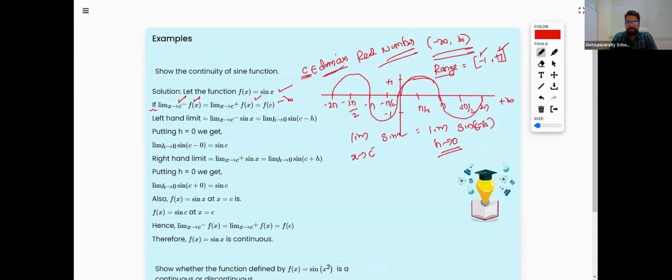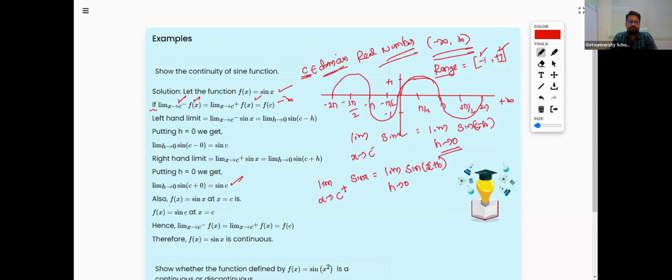Okay, it is same as this, right? Similarly, if you want to go for the right hand limit, you'll go for c plus, that is from the right hand side of this function sine of x, which can also be equal to limit h approaches 0 of sine of x, that is c plus h. Okay, so which is same. So by putting h equal to 0 in both the cases, we get sine c.